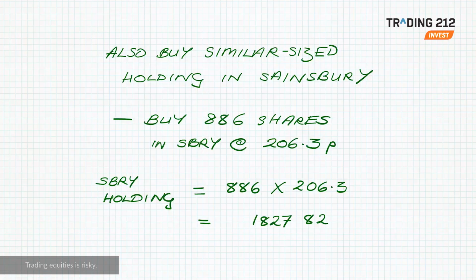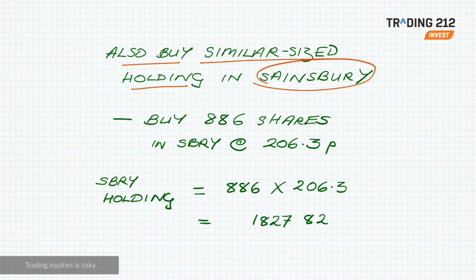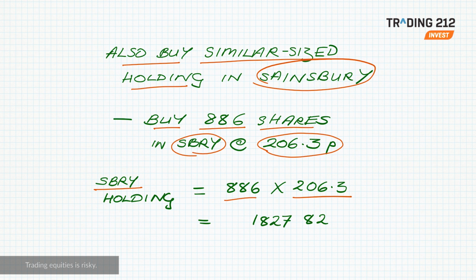So let's illustrate this by expanding our example now. Let's say that alongside my holding in American Airlines, I also buy a similar sized holding in Sainsbury's. Let's say that I buy 886 shares in Sainsbury's at a price of 206.3 pence per share. So my holding in Sainsbury's is 886 shares multiplied by 206.3 pence per share. And if you multiply that together, you get this number here in pence, which if you then divide through by 100, you get this amount in pounds.